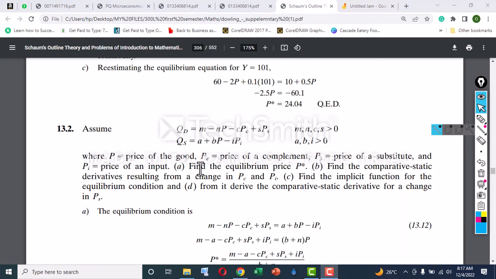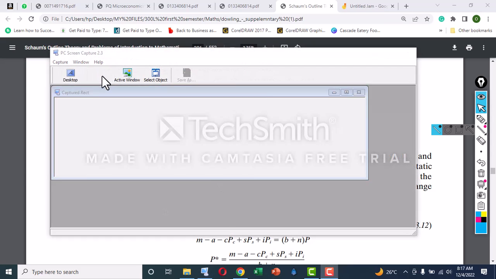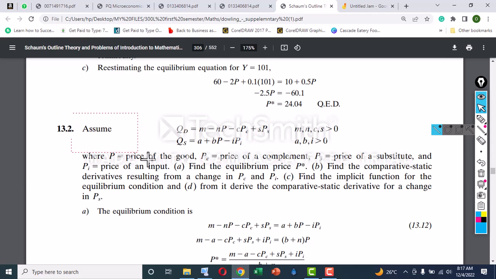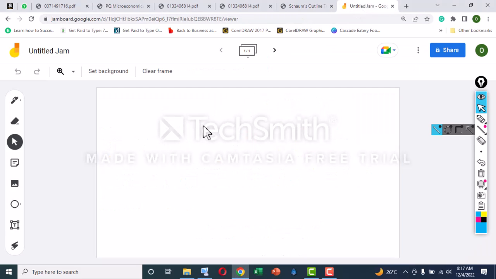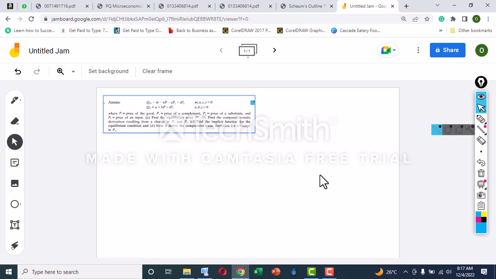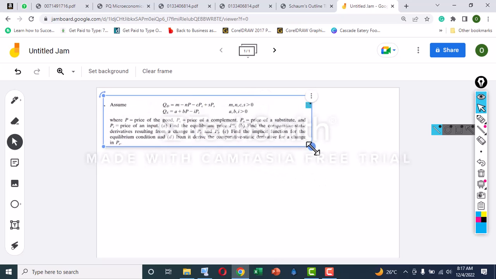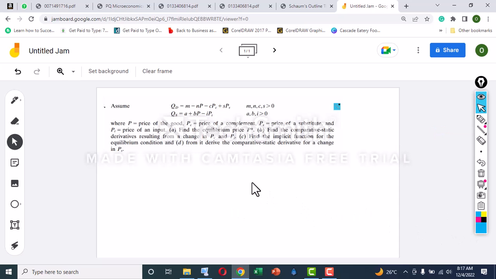So let's take this as a second example. I want to move this question to Jamboard. Let me take this question and put it here. So that's our question, and here we have enough space. There's a question, then we are given QD, QS.